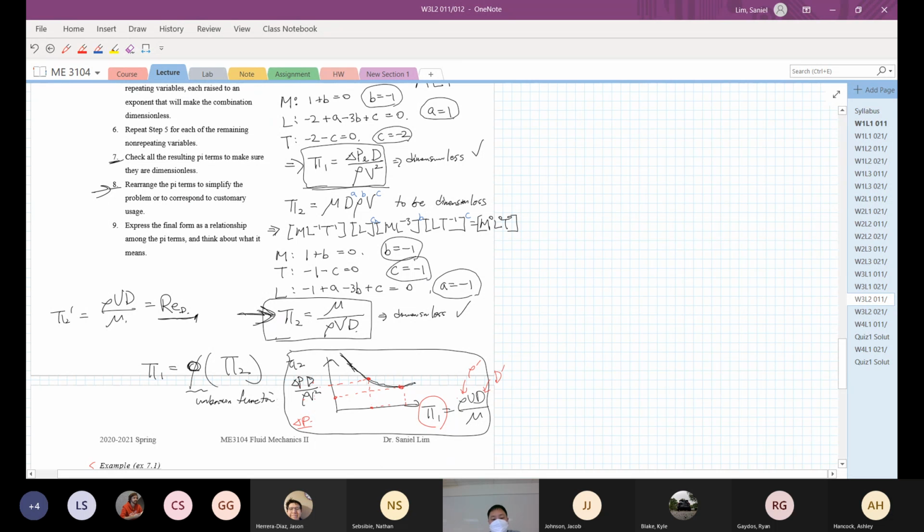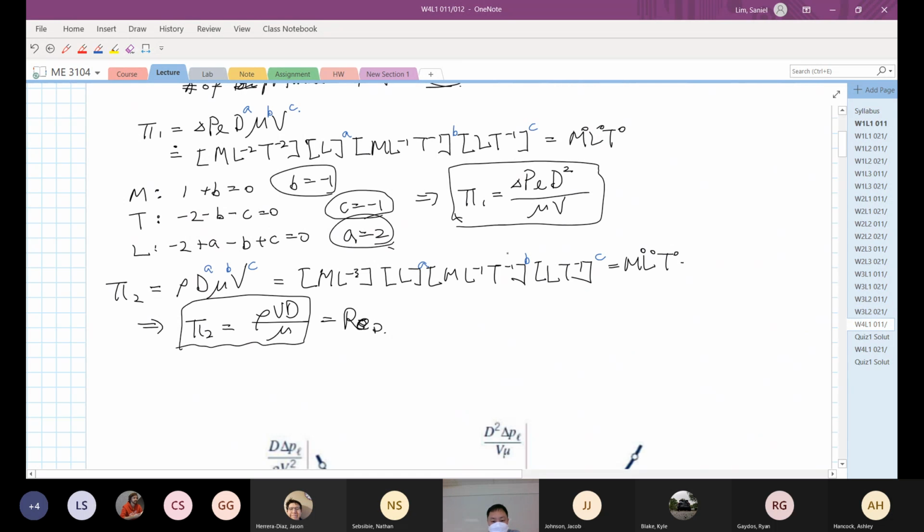The first one is delta P L over D. It was a square in our result. Now it's rho v square. Then what we have here is delta P L D square over rho v. So it is different. Are these the right ones?